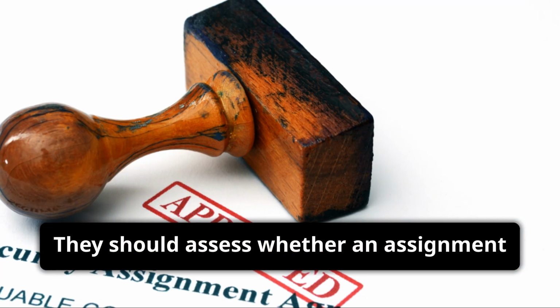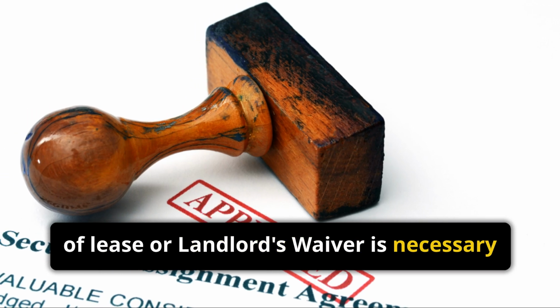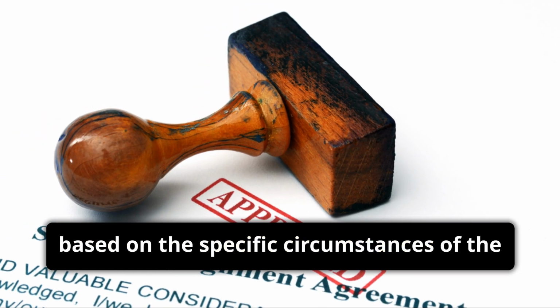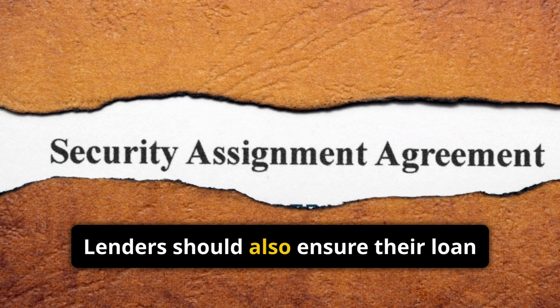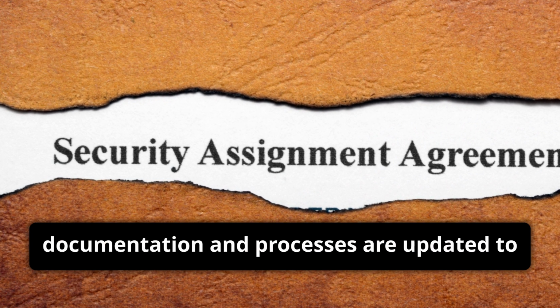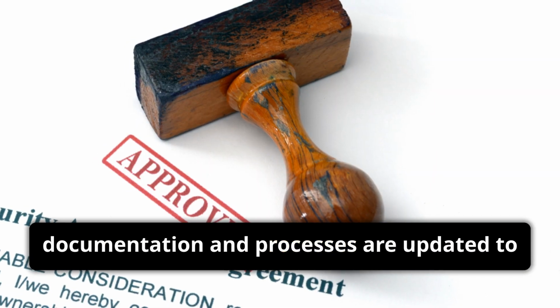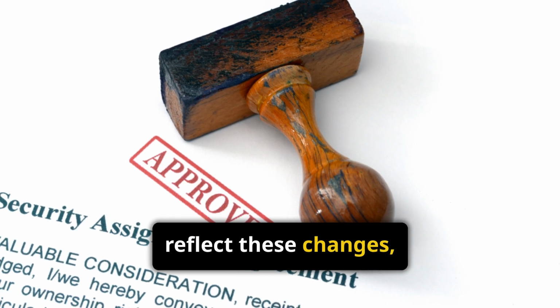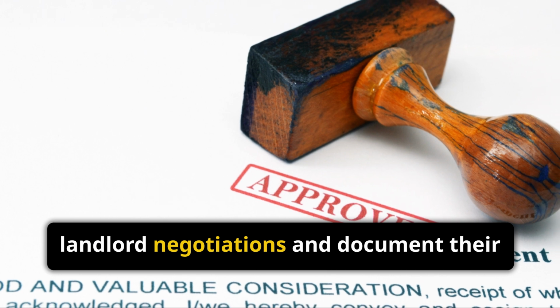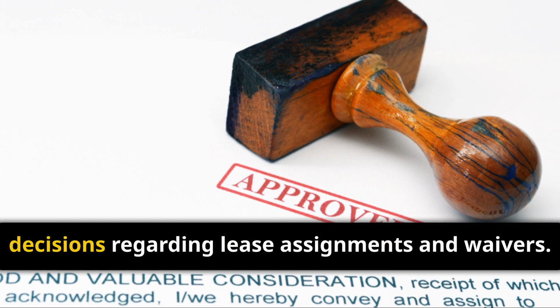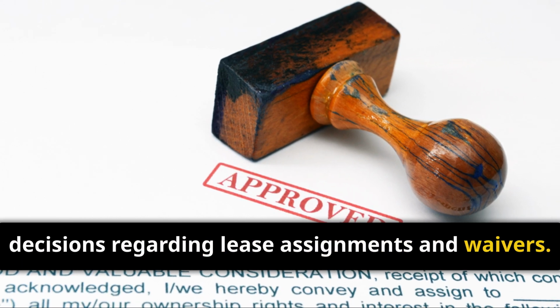They should assess whether an assignment of lease or landlord's waiver is necessary based on the specific circumstances of the loan and the nature of the leased premises. Lenders should also ensure their loan documentation and processes are updated to reflect these changes, particularly in how they approach landlord negotiations, and document their decisions regarding lease assignments and waivers.